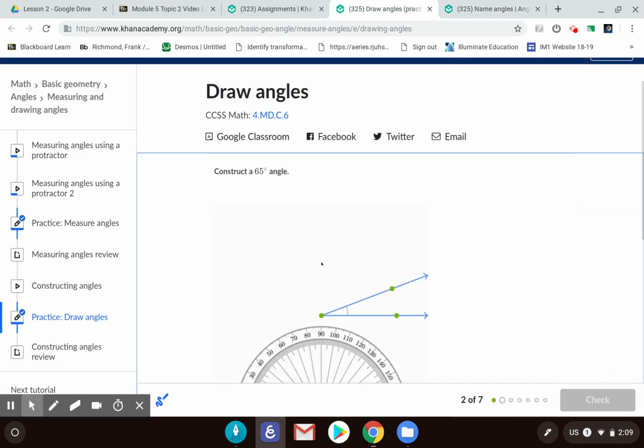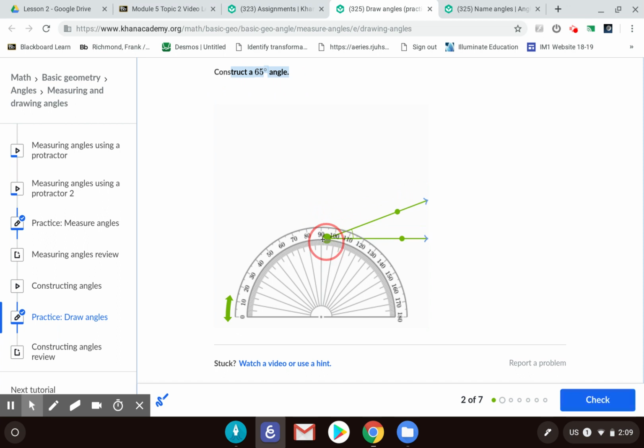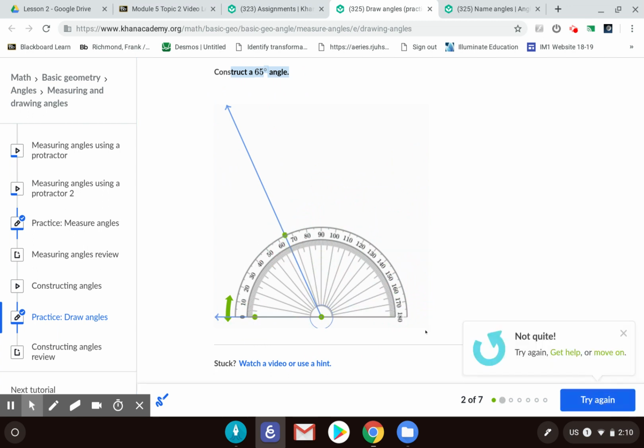Another thing you'll have to do would be drawing angles. So if you were asked to construct a 65-degree angle, you're going to place the vertex on the protractor, and then go ahead and place one side at 0 and then the other side at the degree that you're looking for. So this would be an example of a 65-degree angle.